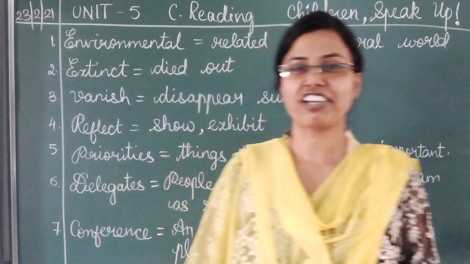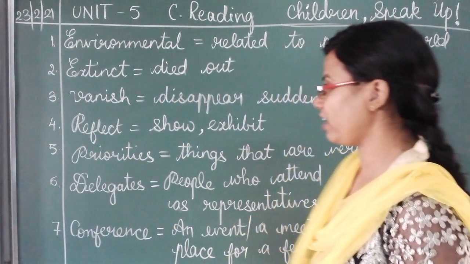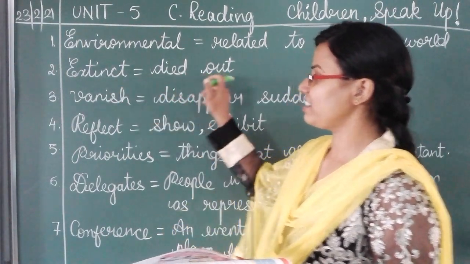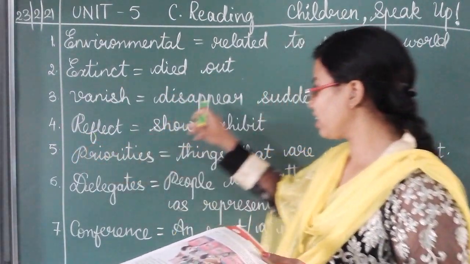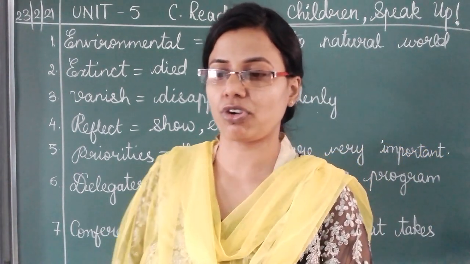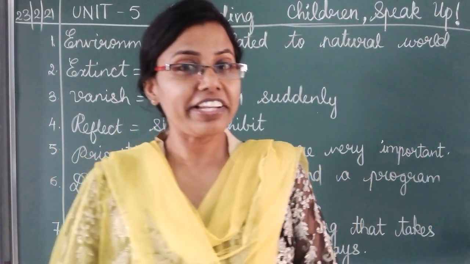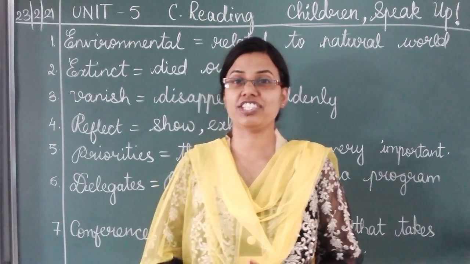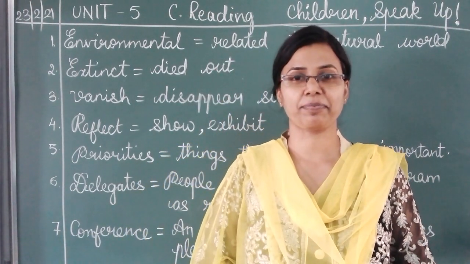So here we have come across two words. What are they? Extinct, that is died out, and vanishing, disappear suddenly. So these two words we have come across. Now let us speak. Why is Severn Suzuki afraid?